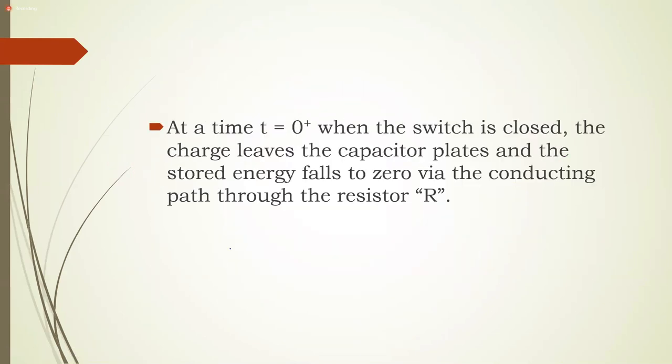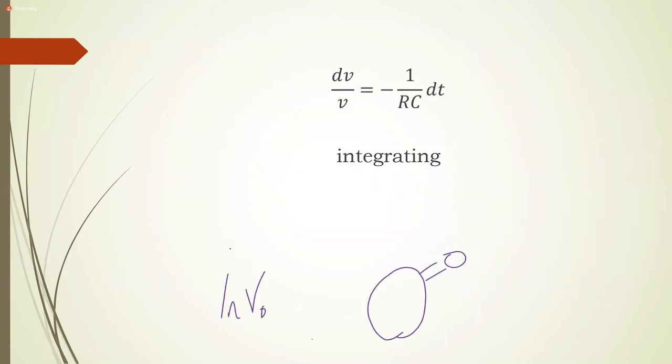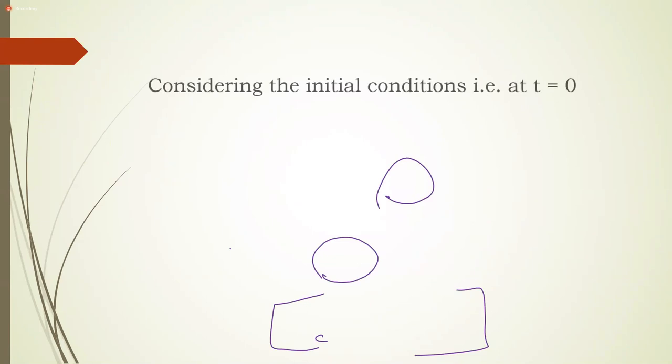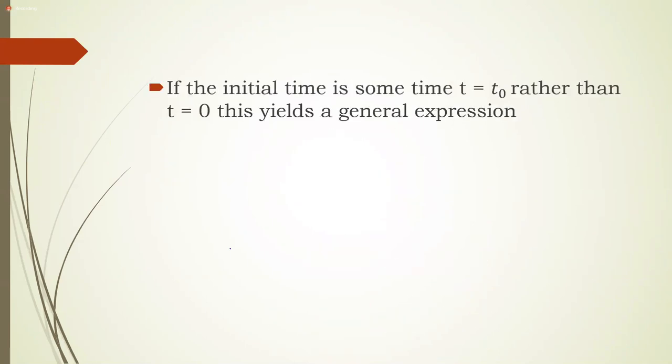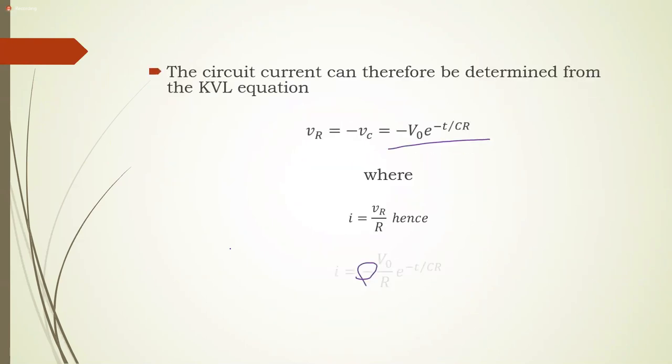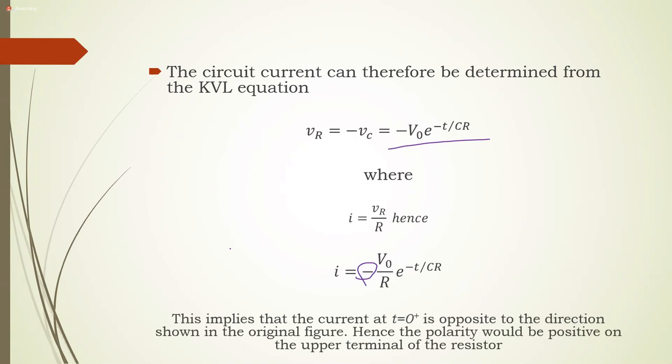So that's why I'm saying down here that the current is actually going in the opposite direction. In other words, when you close that switch, the capacitor, this is the key thing. When you close the switch, the capacitor, for lack of a better word, becomes the source to the circuit. So it will cause a current to flow into the resistor.